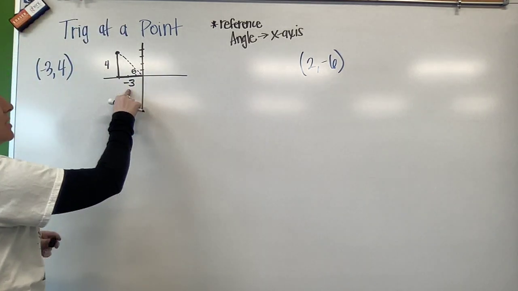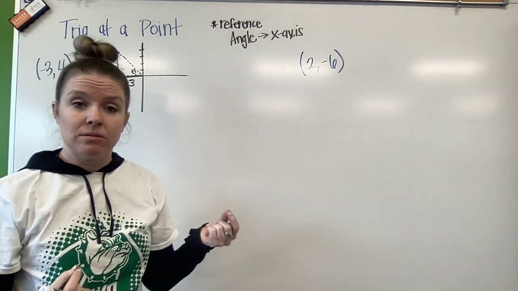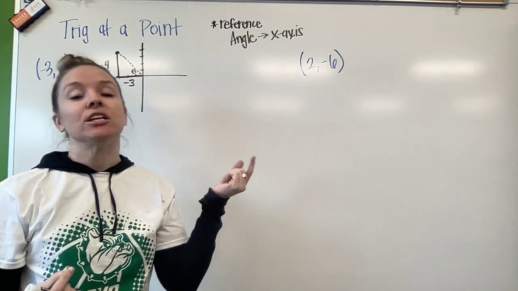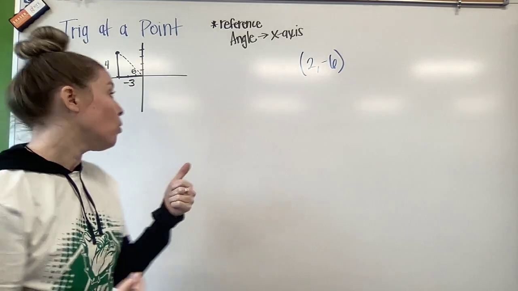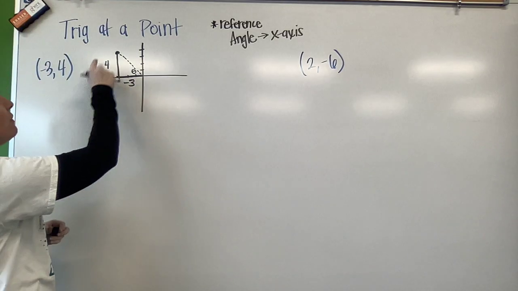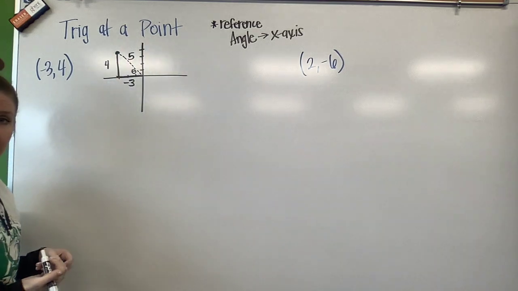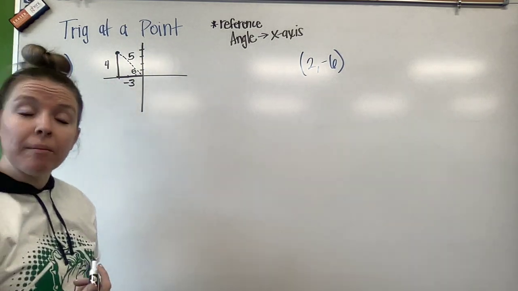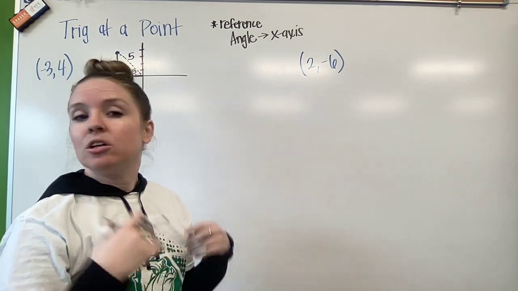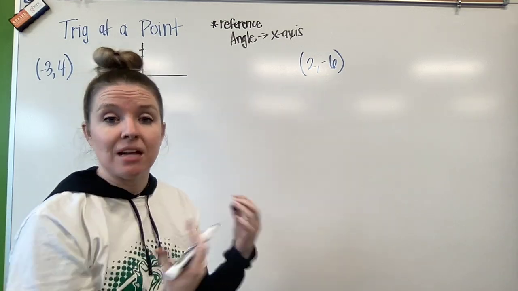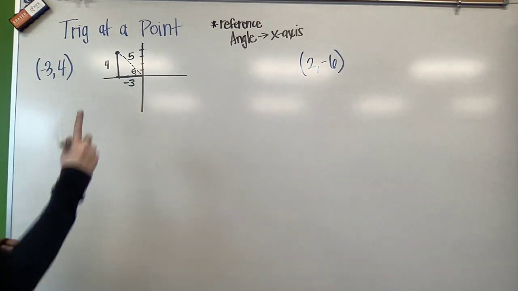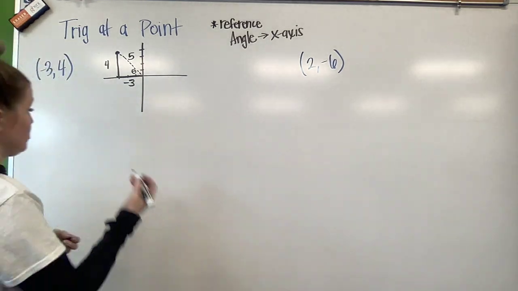So I have 2 sides of my triangle. I'm missing the hypotenuse, so I've got to find its length. I can use the Pythagorean theorem, or I can recognize that this is a Pythagorean triple. This is a 3, 4, 5 triangle. Remember, Pythagorean triples will save you time. If you recognize them, you can just plug in that value instead of having to find it using the Pythagorean theorem. Now that I know all 3 sides, I can set up my trig ratios.